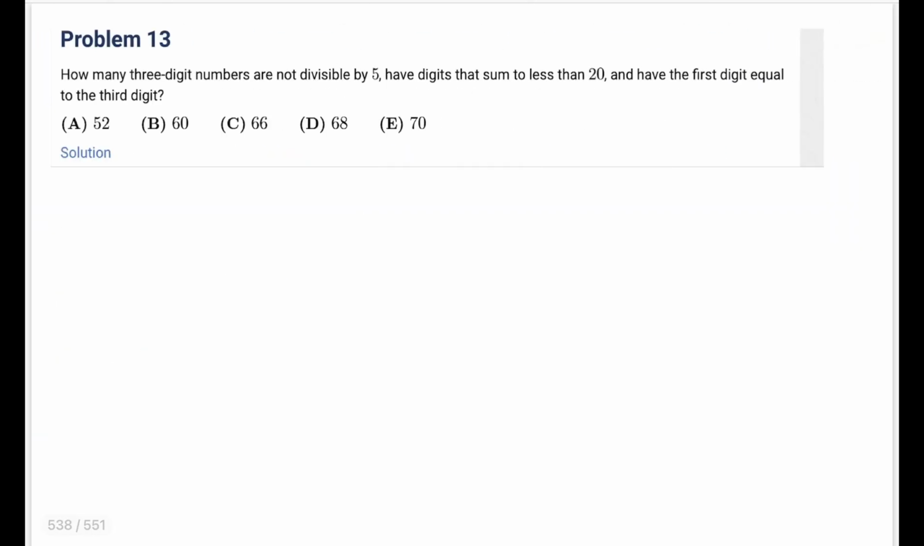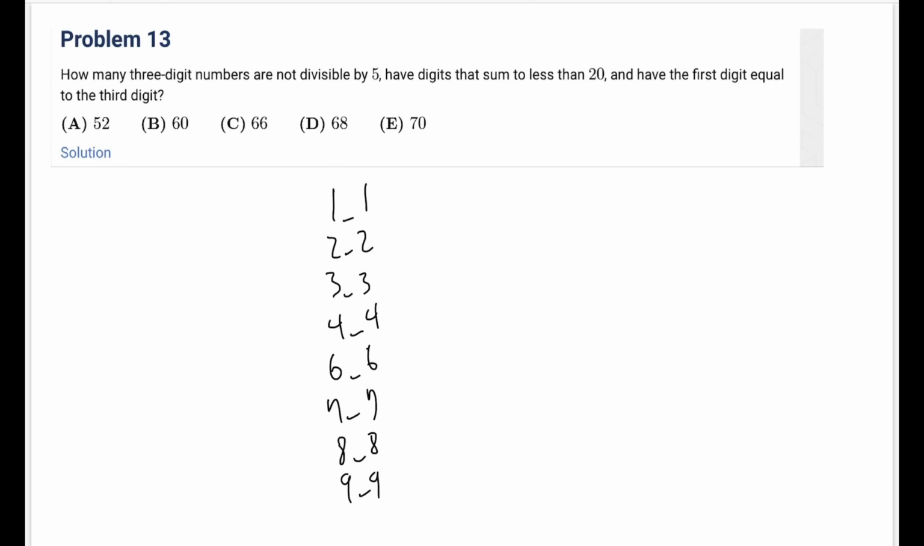Number 13. How many three-digit numbers are not divisible by 5, have digits that sum to less than 20, and have the first digit equal to the third digit? Okay. So if the first digit is equal to the third digit and it's not divisible by 5, then it's 1 something 1, 2 something 2, 3 something 3, 4 something 4. And you can't have 5 something 5 because that would be divisible by 5. So this is out. 6 something 6, 7 something 7, 8 something 8, 9 something 9. And 10 something 10 is not 3-digit.